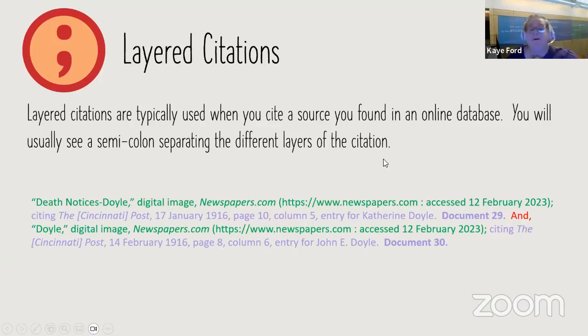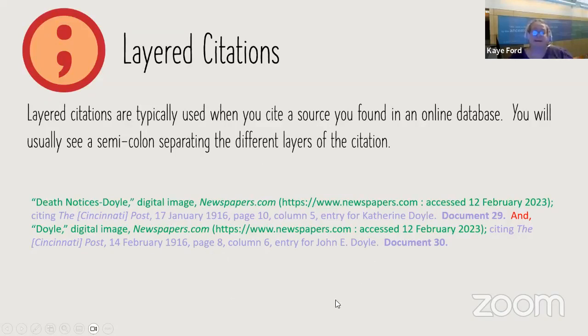And then we can go into what are called layered citations. This is when you cite a source you found on an online database, because those things you find online are digitized images that are originally found somewhere else. So usually that is when you see a semicolon separating the different layers of the citation. And usually the layered citations are only 2 or 3 different layers. It's not anything out of the realm of many different layers. It's just a couple.